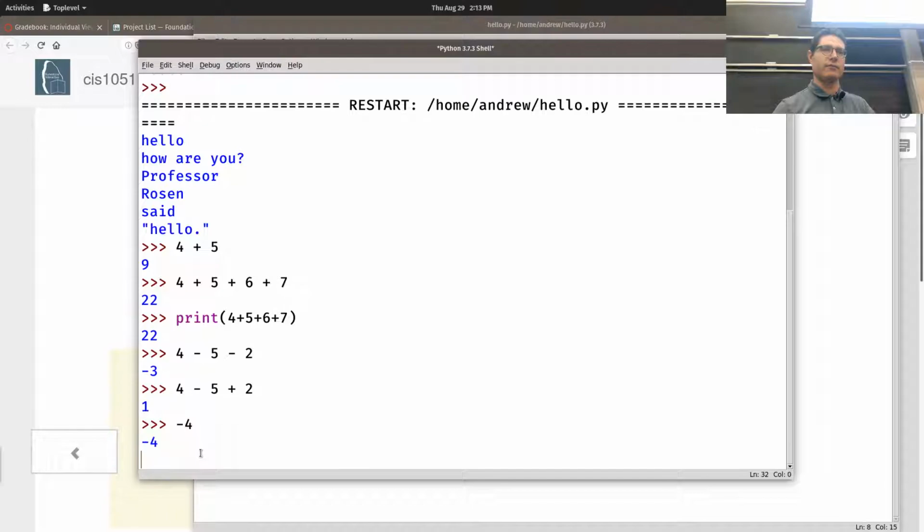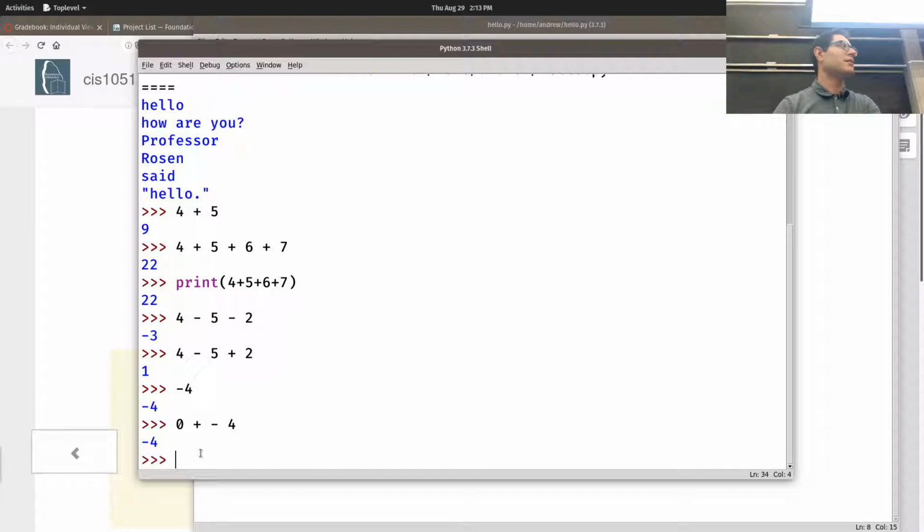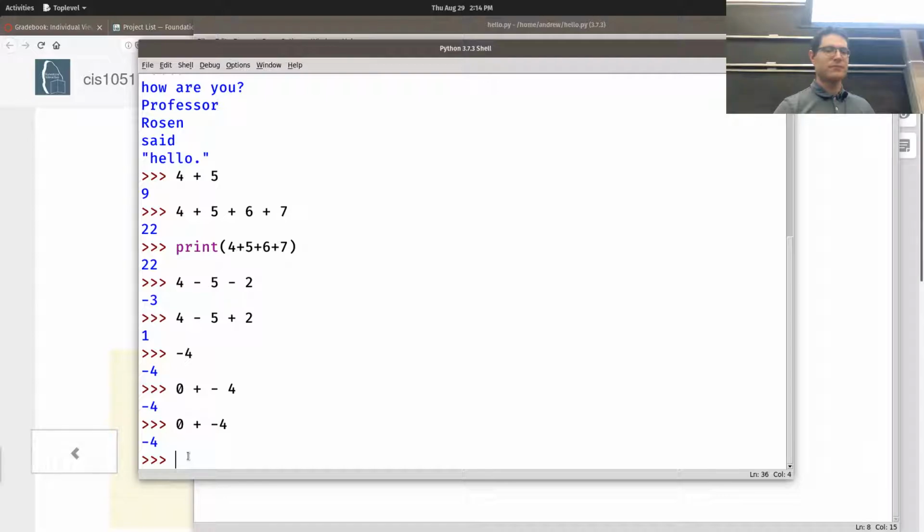Negative 4. Okay, 0 plus minus 4, what is that going to translate to? That's actually a very badly formatted 0 plus negative 4. Generally, though, you don't have to worry too much about that stuff, right? Always try and make your code readable as opposed to being deliberately hard to read like this.